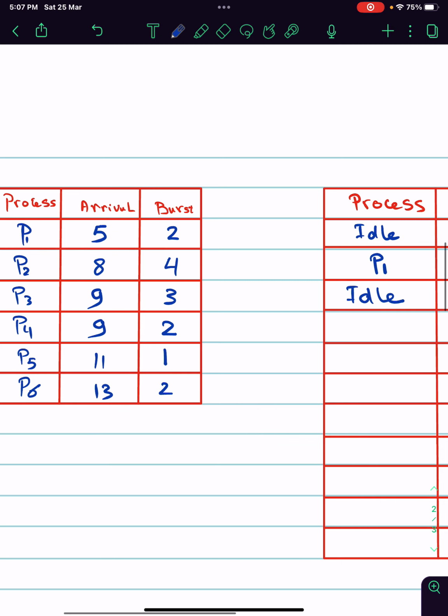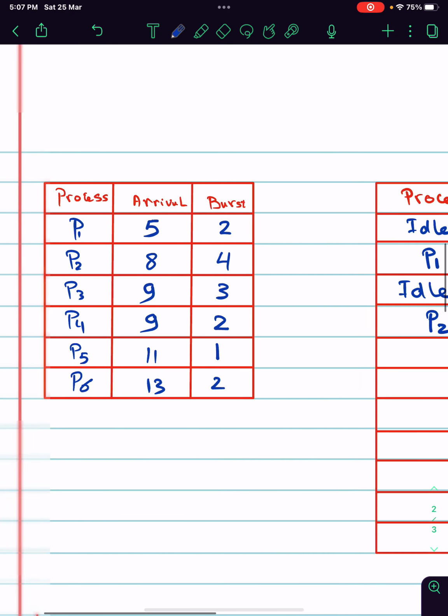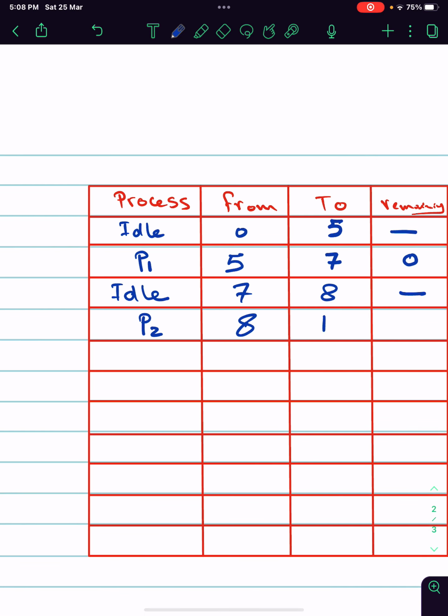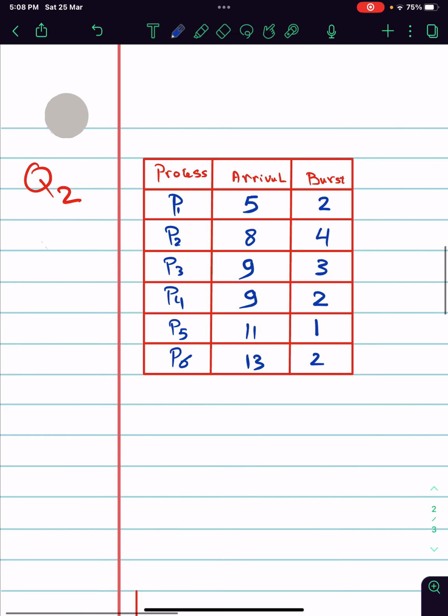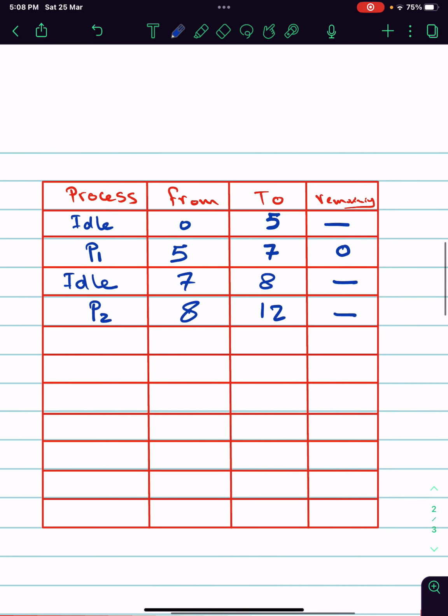Process 2 arrives at time 8, right? And it has a burst of 4, so it's going to go all the way to 12 and no waiting time. No remaining time. At time 9, now it's 12, right? Look at the time now, it's 12.